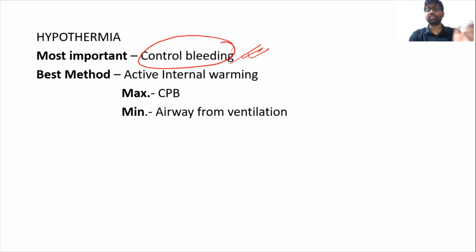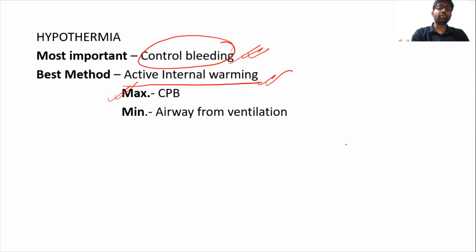That is the first and the most important thing to correct hypothermia. But if they ask you what is the best method to correct hypothermia, that is active internal warming. And there are various methods of active internal warming. The maximum warming that can be produced to a patient is by a cardiopulmonary bypass, and the minimum internal warming is produced by the airway through the mechanical ventilation.